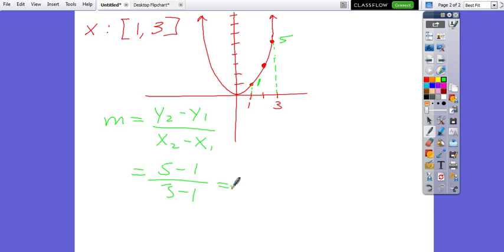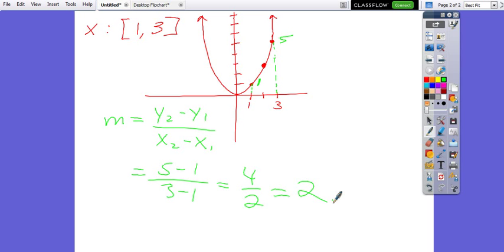4 over 2 equals 2. Is that hard? Now, there may be even a quicker way to do it. It won't always work out nicely this way, but what you can do is simply take the 2 points that you need and count.